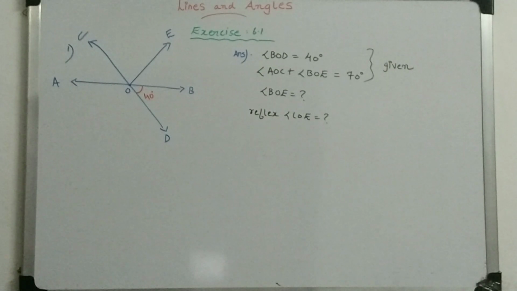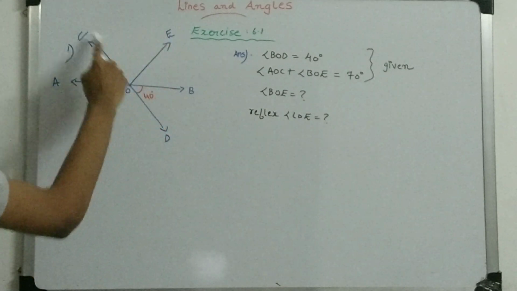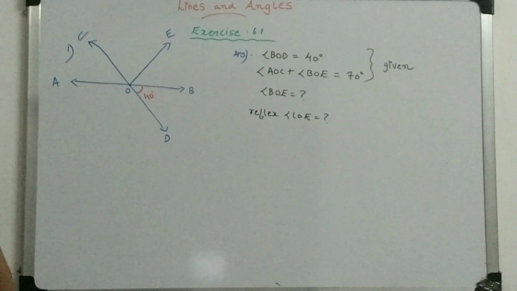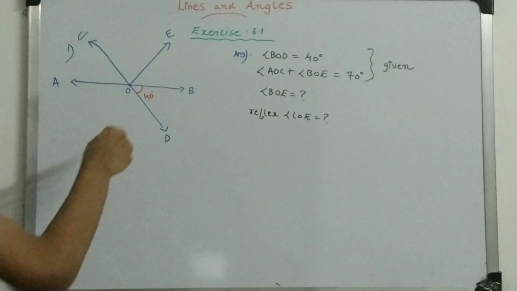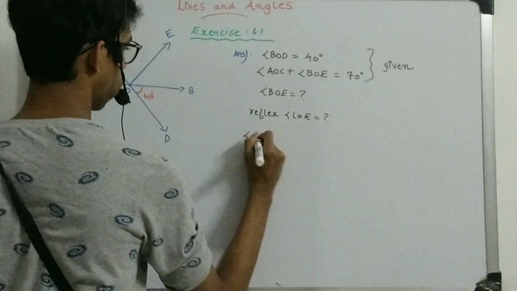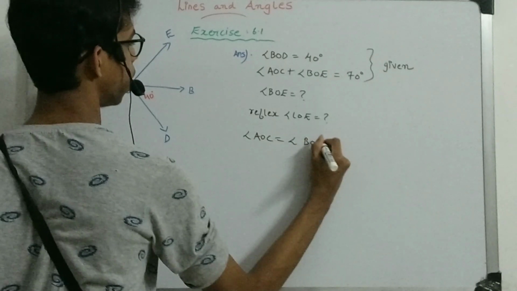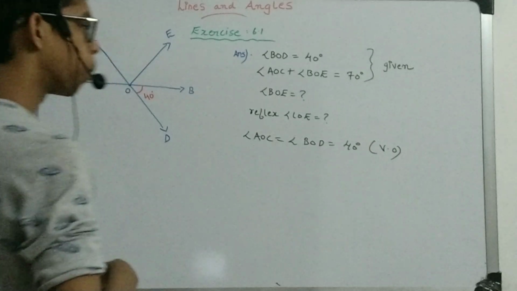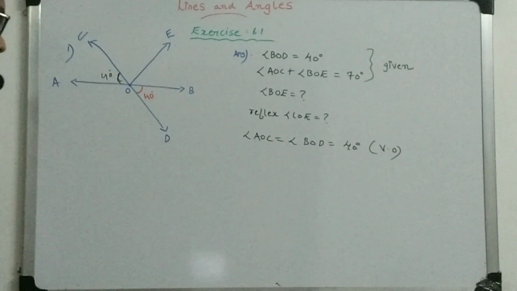First of all, in the question, it is given that these two lines AB and CD intersect each other. So if they intersect each other, we can use the vertical angle concept over here. If angle BOD is equal to 40 degrees, as given in the question, then angle AOC is also equal to 40 degrees. Angle AOC is equal to angle BOD, which is equal to 40 degrees. What is the reason? Because they are vertically opposite angles. So we can write this angle also as 40 degrees.